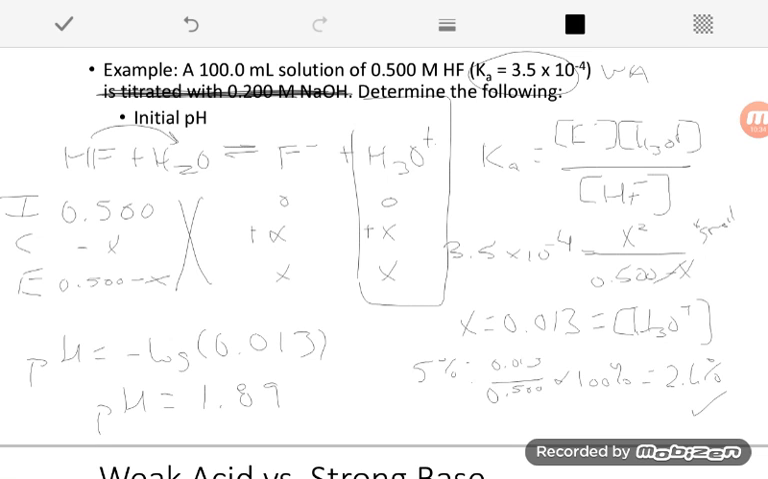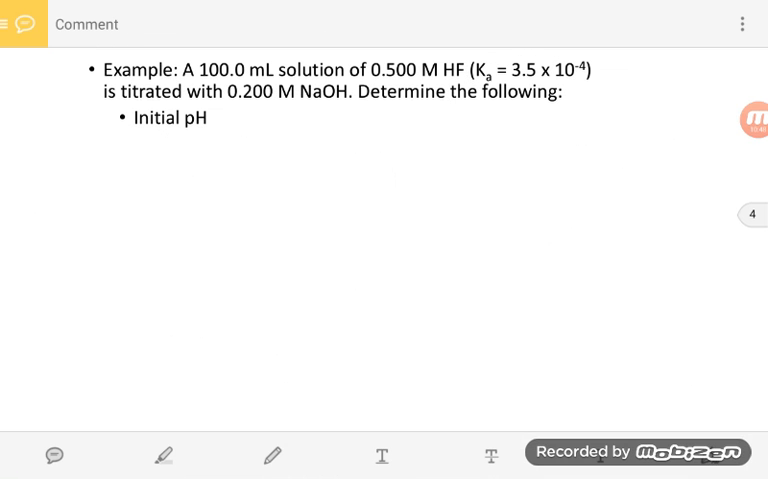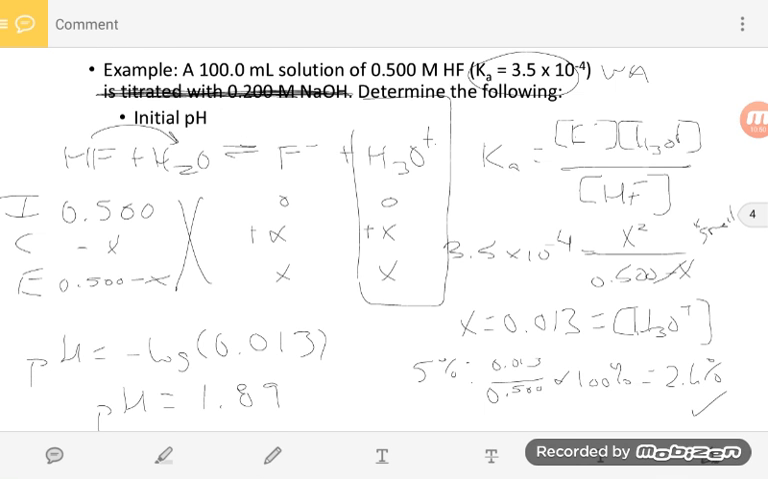So this is just a weak acid titration problem. A weak acid pH problem. I really didn't need any other information. I ignored the NaOH completely. We knew how to do this back in chapter 15, so no problem whatsoever. So now I have my initial pH of 1.89. Makes sense. It's not crazy low because it's a weak acid, but it's still a pretty low pH.